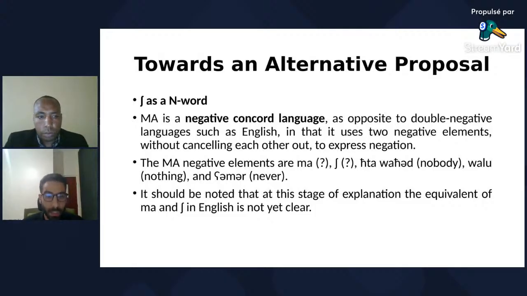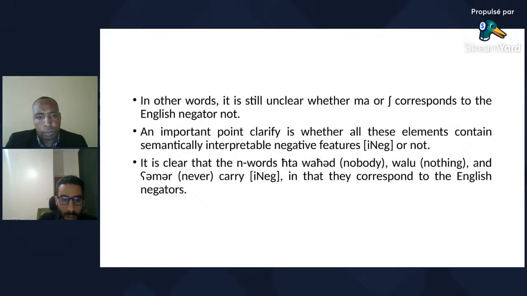So Moroccan Arabic is a negative concord language, as opposed to double negative languages such as English, in that it uses two negative elements without canceling each other out to express negation. The Moroccan Arabic negative elements ma and sh, حتى واحد, walu, and ammar are N words. It should be noted that at this stage of explanation, the equivalent of ma and sh in English is not yet clear. In other words, it's still unclear whether ma or sh corresponds to the English negator or not.